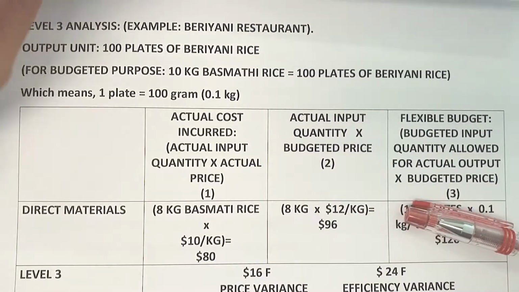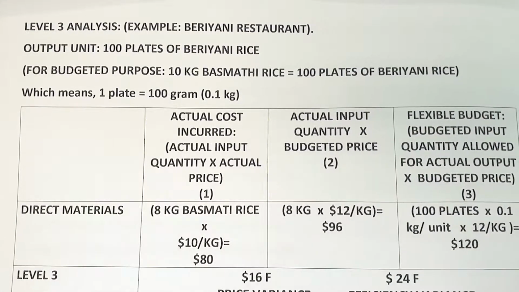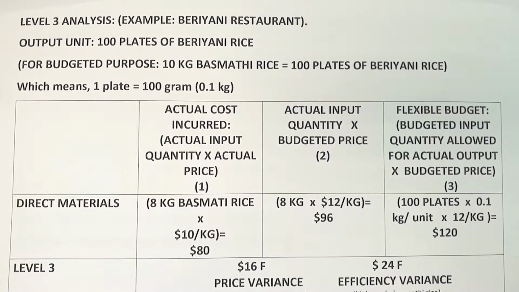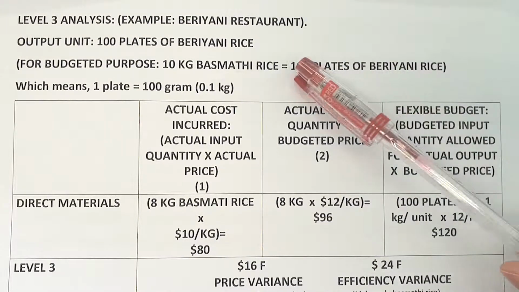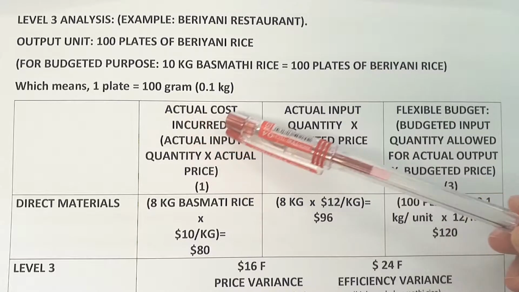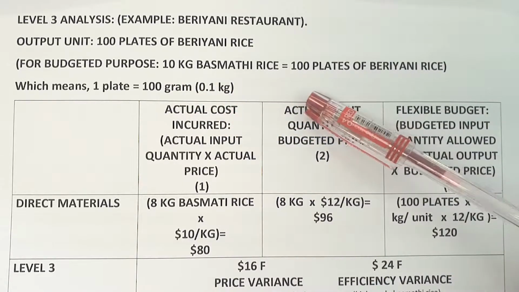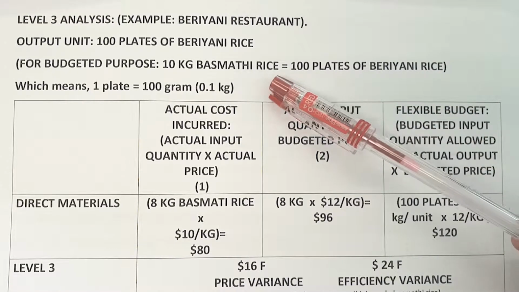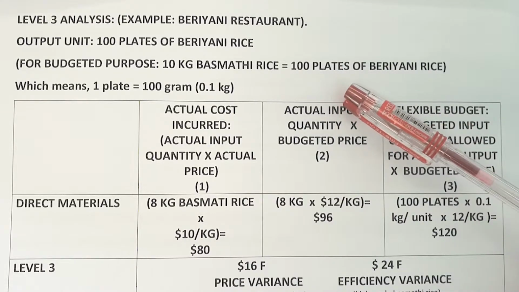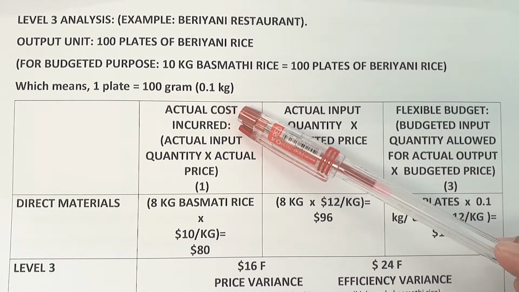This is the example of Level 3 analysis where I use a biryani restaurant as an example, so that you can see a clearer and simpler case to understand Level 3 better. The output unit is 100 plates of biryani rice. For budgeting purposes, as someone who has a restaurant selling biryani, we normally use 10 kilogram of basmati rice to produce 100 plates of biryani rice. Using 10 kilogram of basmati rice, we can produce 100 plates, which means one plate equals 100 gram or 0.1 kilogram of basmati rice.